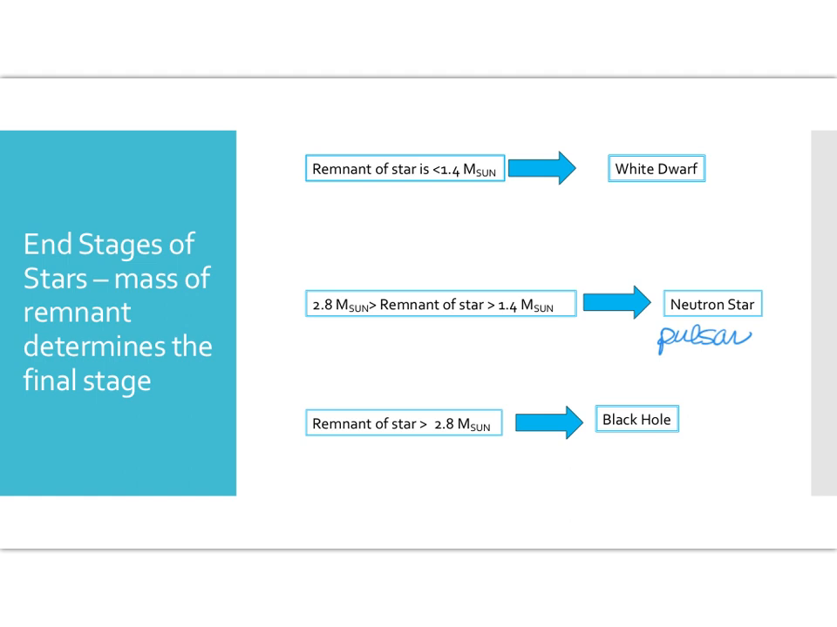Finally, what we're going to look at today is the remnant of a star that's bigger than 2.8 times the mass of the sun. That is going to collapse into what we call a black hole.